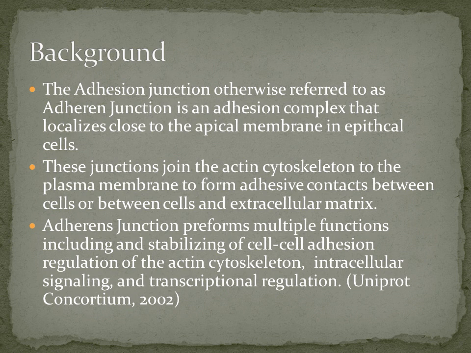So these junctions join the actin skeleton to the plasma membrane to form adhesive contacts between cells or between cells and extracellular matrices. AJs perform multiple functions, including stabilizing of cell-to-cell adhesion, regulation of the actin cytoskeleton, intracellular signaling, and transcriptional regulation.